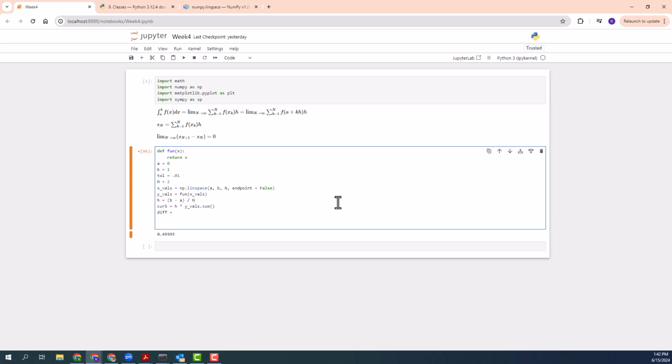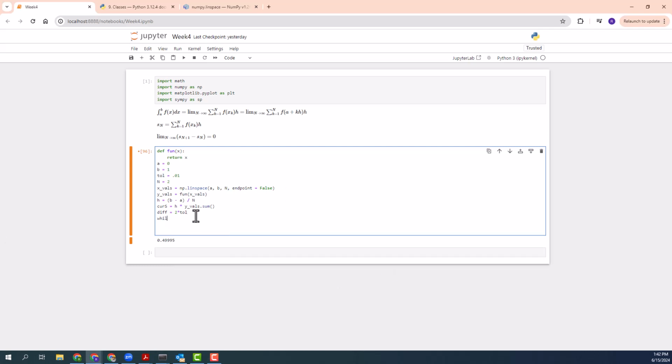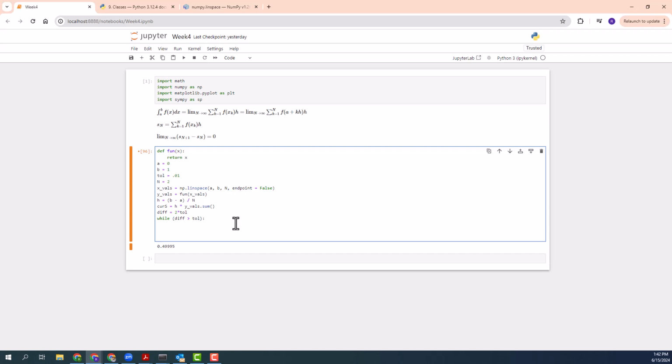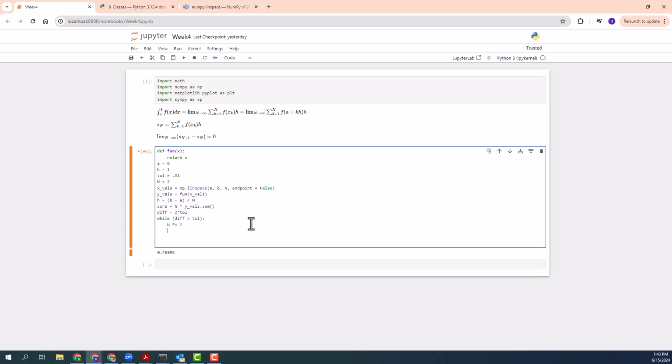Then difference is going to be between the current s and the next s. Because I want to do the loop, I'm going to say difference is equal to 2 times tolerance, just to make sure that I'm bigger than tolerance. And I'm going to say while difference is greater than tolerance, n is equal to 2 times n. Instead of that, I'm going to say n times equals 2, which means n is now going to be equal to n times 2.